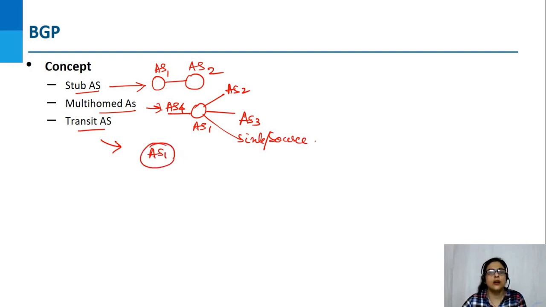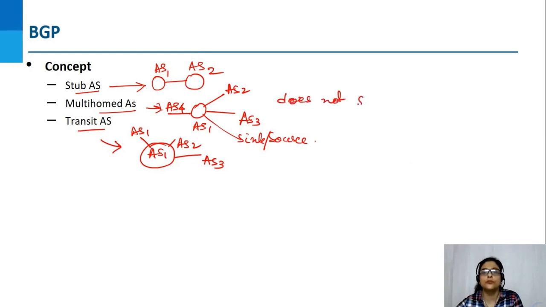which supports the transit message transfer. What is the meaning of transit message transfer? Let's say AS3, AS2 and AS1. A multi-homed autonomous system does not support transit information. What is the meaning of transit information?